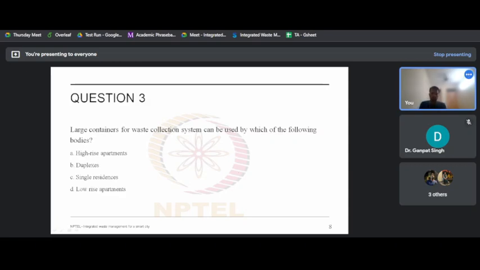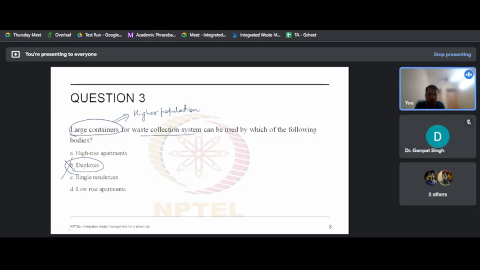So quite obvious from the question itself. Here we are talking about large containers for waste collection system. Large containers will generally be needed when we have a higher population in the area from which we want to collect the waste. For something like a duplex, which is a 2-story building, we won't need a large container. A small bin would be enough. So B cannot be the answer.